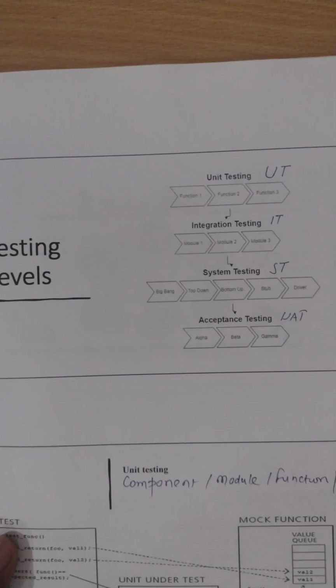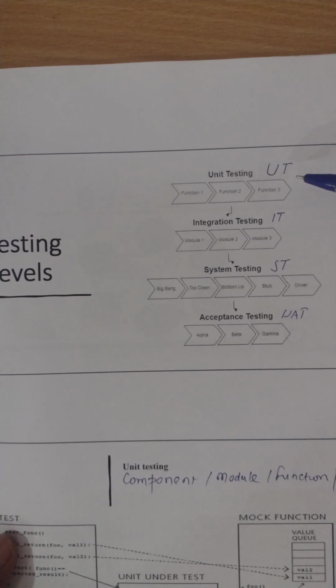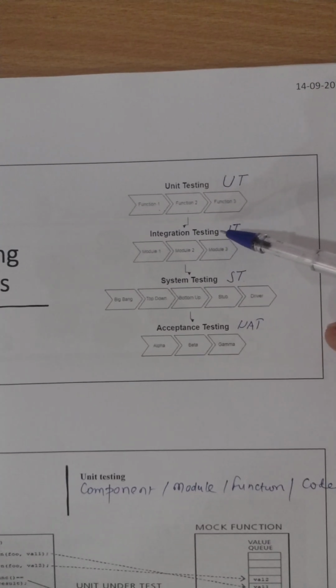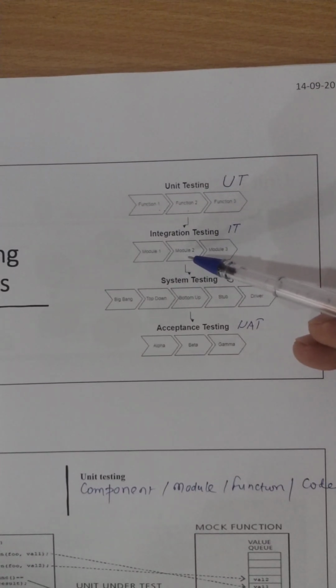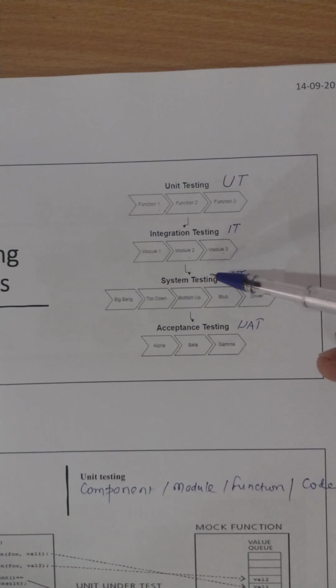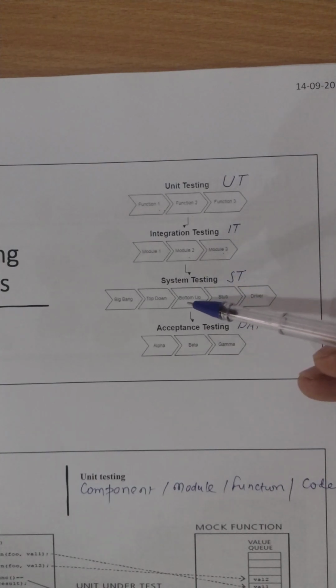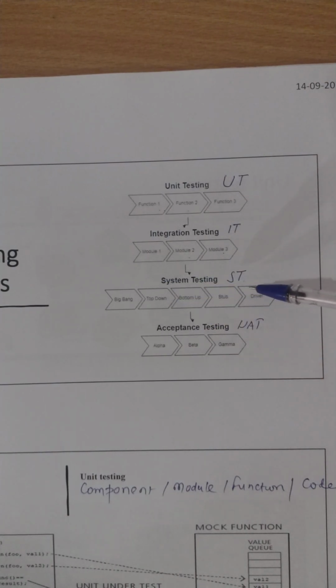Another way of representing levels of testing: unit, integration, system, user acceptance testing. In unit we test functions: function 1, function 2, function 3. In integration we test the modules, like module 1, module 2, and module 3. In system testing, we have various approaches where the complete system is tested from the top down approach, big bang approach, bottom up approach.